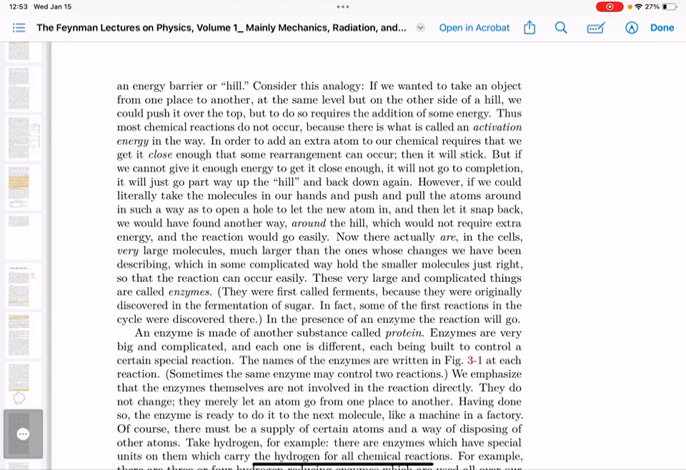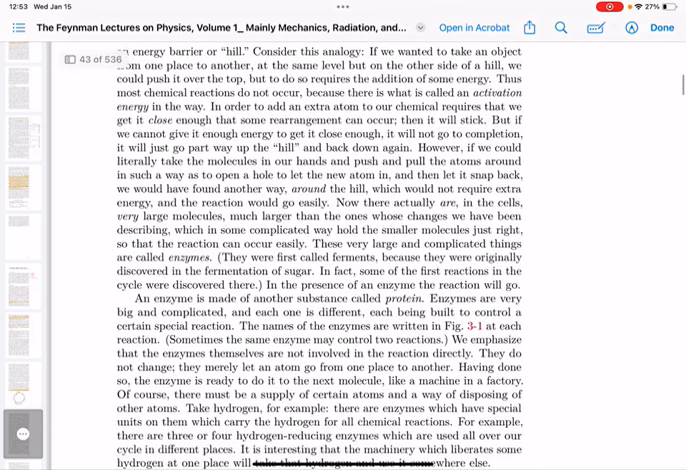Of course it was. An energy barrier. Consider this analogy. If we wanted to take an object from one place to another at the same level but on the other side of a hill, we could push it over the top. But to do so requires the addition of some energy. Thus, most chemical reactions do not occur because there is what is called an activation energy in the way.